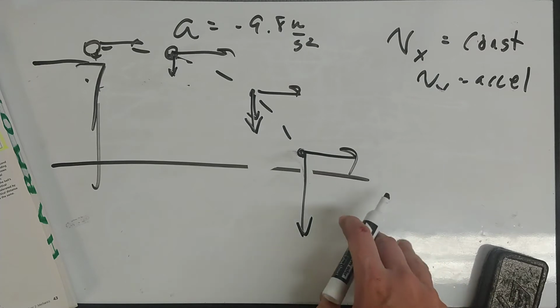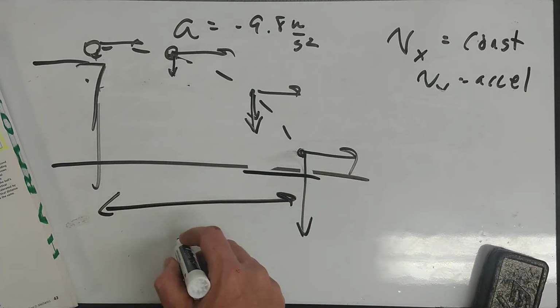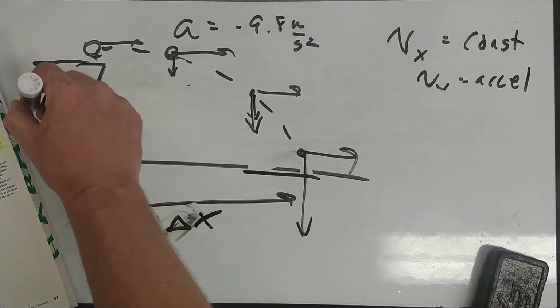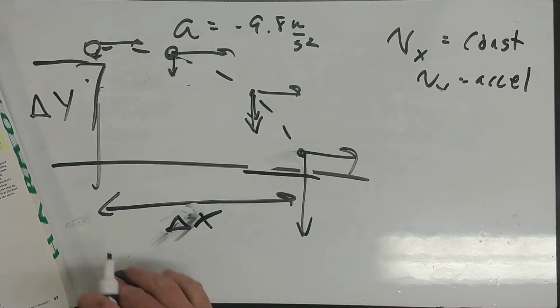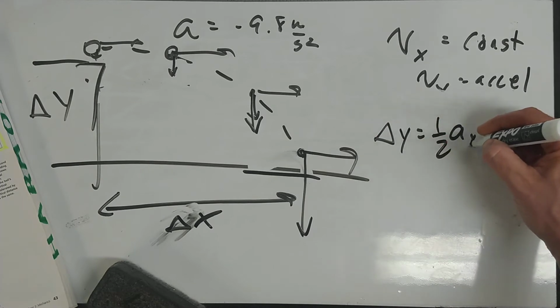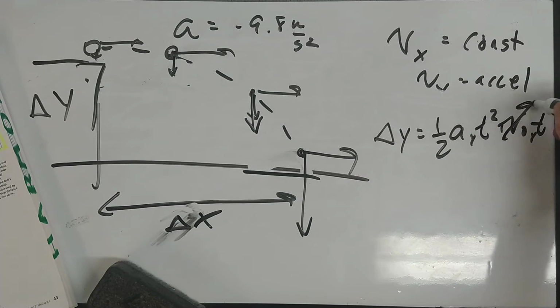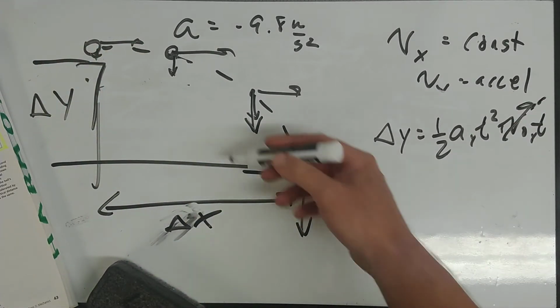So we have all these different questions where we have to figure out how far from the edge of a building something lands. We typically call that delta x or dx, and this delta y or dy. We usually use the y direction equation, the big one: delta y equals 1/2 ay t squared plus v naught y t. Usually that's 0 if it's launched horizontally. It's basically just like it's being dropped.